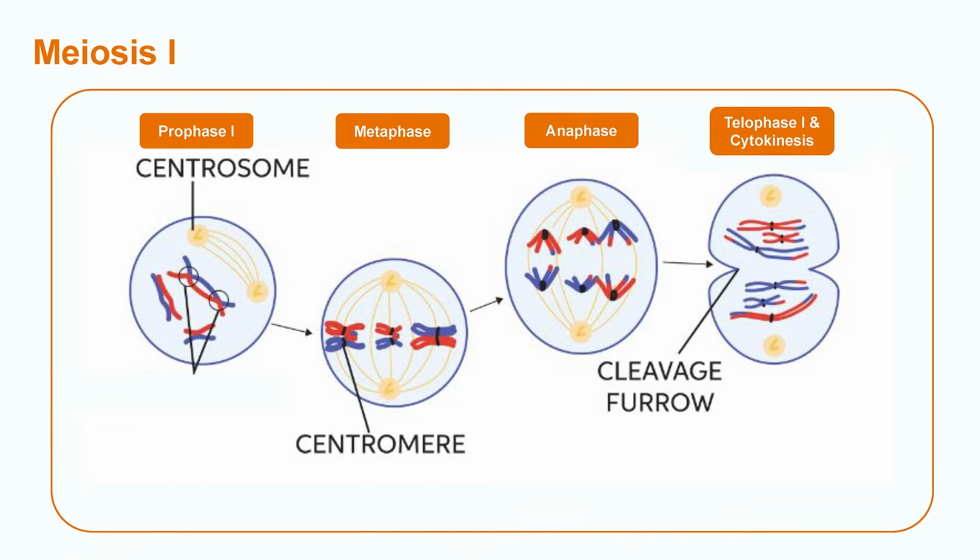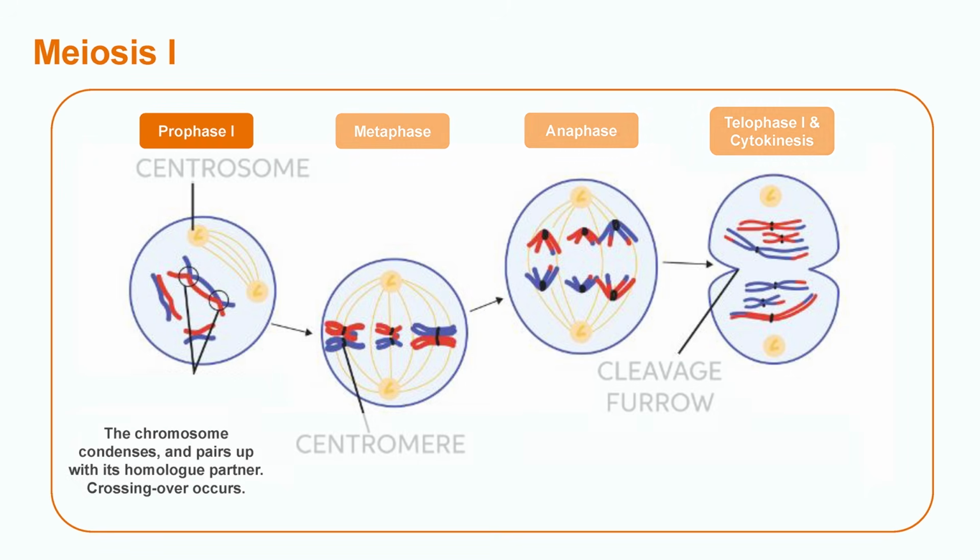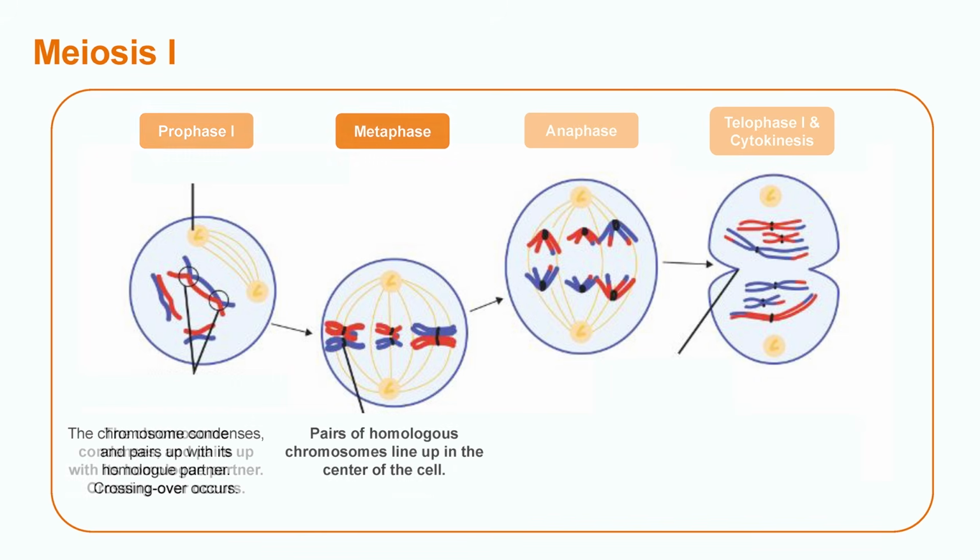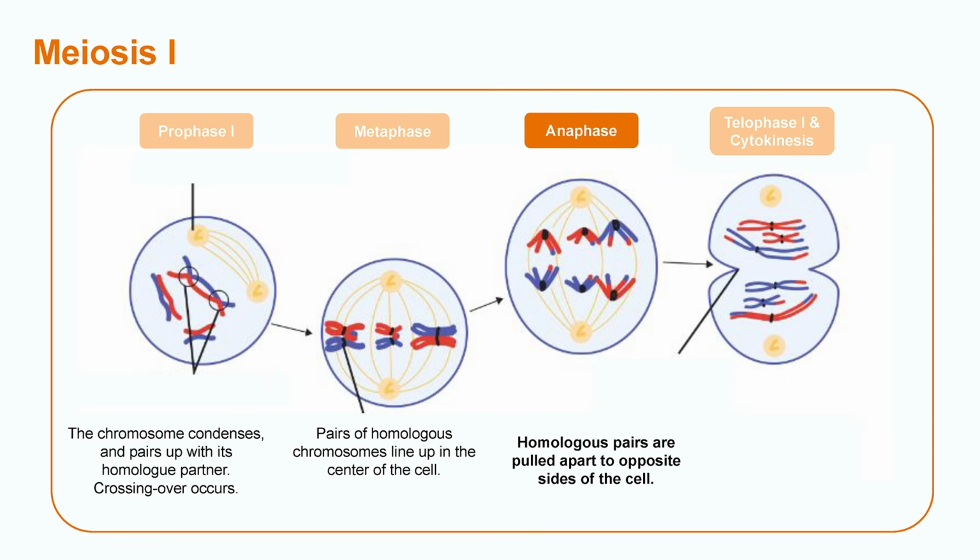During meiosis 1, prophase 1, the chromosome condenses and pairs up with its homologue partner. The partners line up so that they can exchange genes. Crossing over is important for genetic variation among gametes. During the second phase, metaphase 1, the homologous pairs line up in the center of the cell. During anaphase 1, the homologous pairs are pulled apart to opposite sides of the cell.